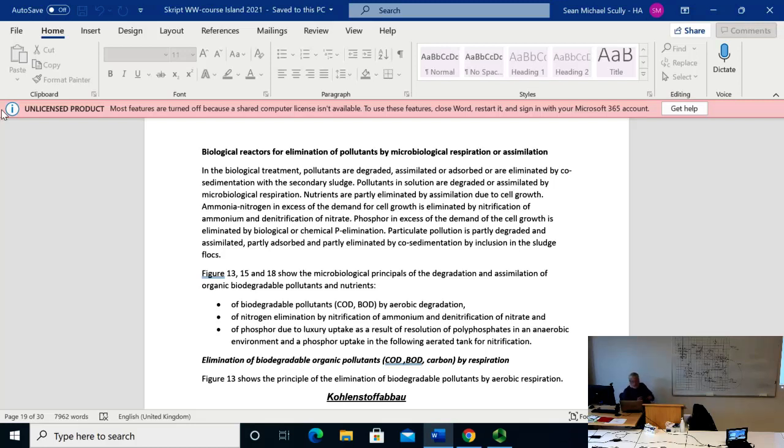this is here 28.4 grams OTS, organic volatile suspended solids, and total suspended solids is 40 grams.